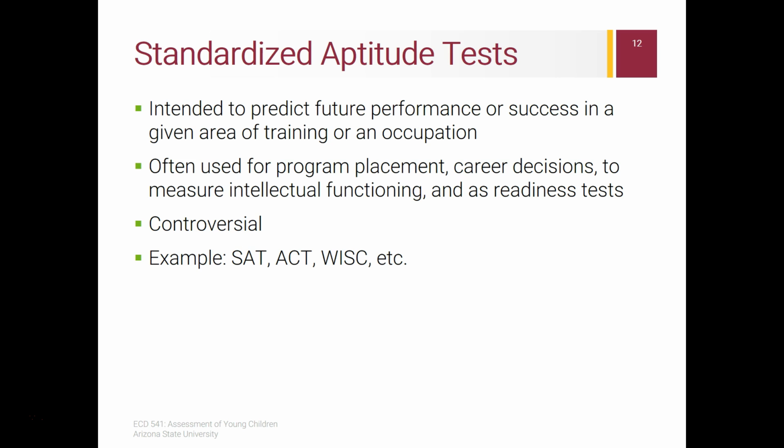This is especially problematic when standardized achievement tests are used to make high-stakes decisions such as program placement and career choice, which are common among their uses. They are also problematic when used for young children, since little distinction can be made between aptitude and achievement in early childhood. Examples of standardized aptitude tests include the SAT, the ACT, WISC, etc.